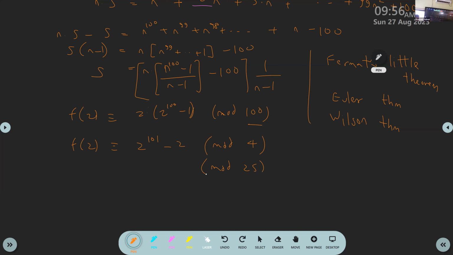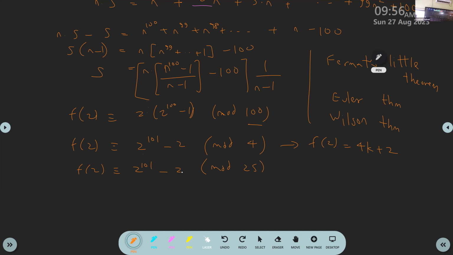And out of that, the 4 one is trivial, right? Because obviously with respect to 4, this is a multiple of 4. So all that remains is f of 2 is congruent to minus 2 or plus 2. So basically what I'm saying is f of 2 is a number of the form 4k plus 2 for some k. That is what the first line will give us. And what will the second line give us? That f of 2 is congruent to 2 raised to 101 minus 2 modulo 25.